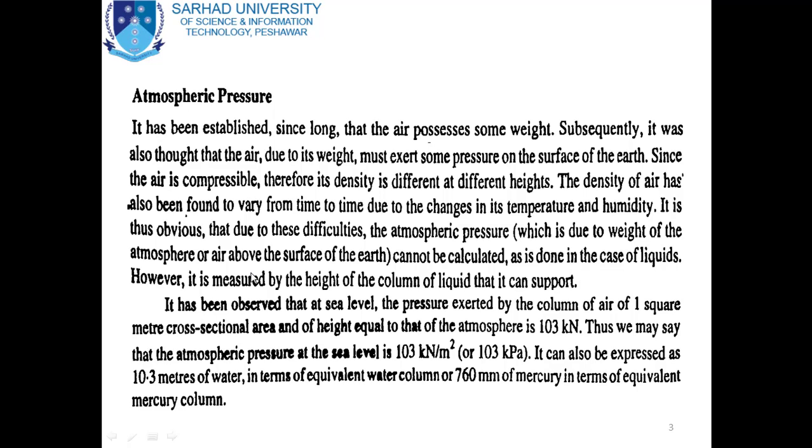This 103 kilonewton per square meter can also be expressed in terms of 10.3 meters of equivalent water column, while in case of mercury it is equivalent to 760 mm of mercury column.